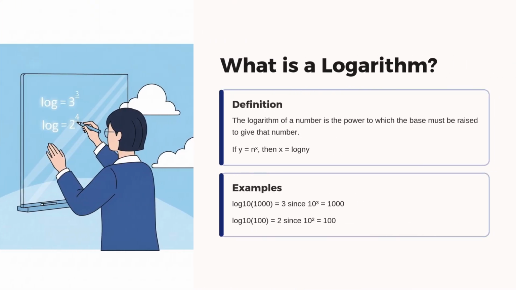What is a logarithm? Definition. The logarithm of a number is the power to which the base must be raised to give that number. If y equals n raised to the power of x, then x equals log base n of y. Examples: log base 10 of 1000 equals 3, since 10 raised to the power of 3 equals 1000. Log base 10 of 100 equals 2, since 10 raised to the power of 2 equals 100.